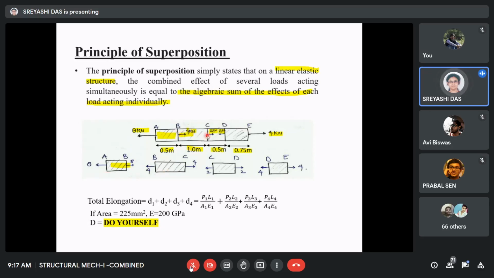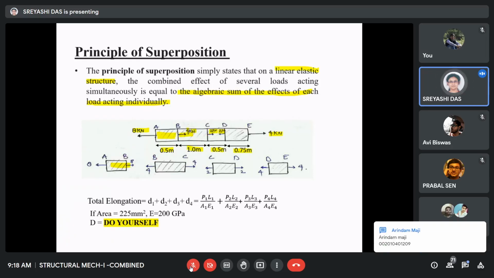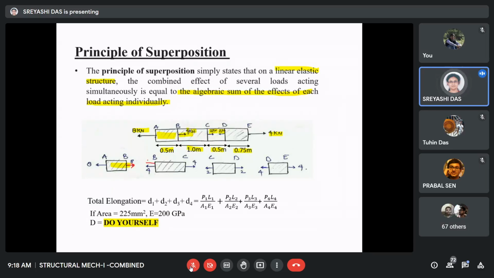Now come to the BC part. Here it is 8 kilonewton, so obviously, to maintain equilibrium, here also there will be 8 kilonewton. And already there is a 4 kilonewton right-direction load present.